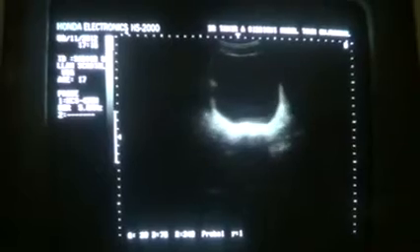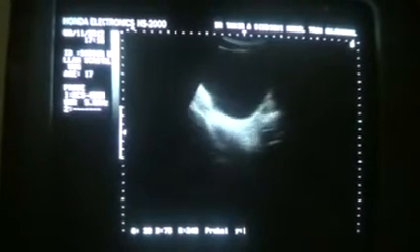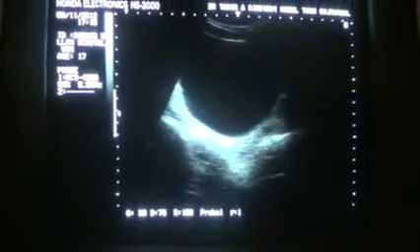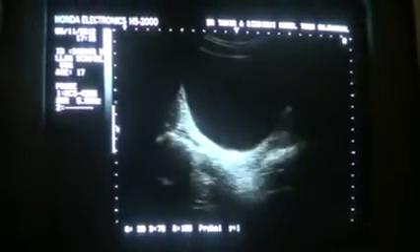This is the urinary bladder in transverse section. This is the urinary bladder in longitudinal section. They are normal. This is the seminal vesicle. It's normal. This is the prostate, normal for the age, 17 years. Okay. Now let's see the kidneys.